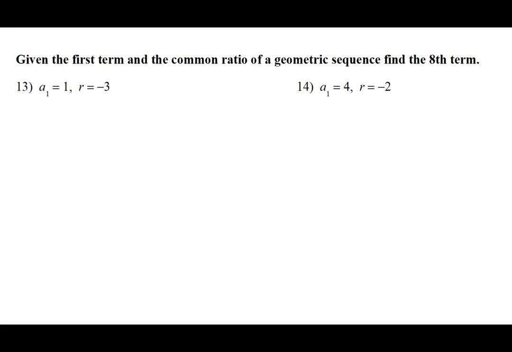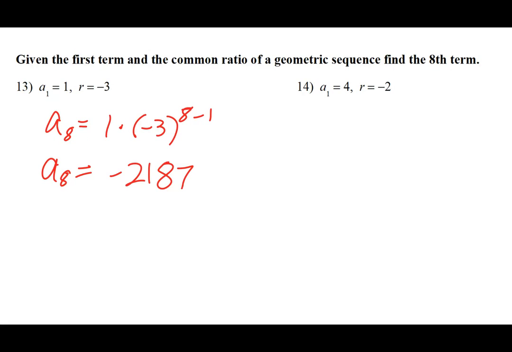And then number 13, first, if you read the direction, it says find the 8th term. So you got to read a sentence. So you're only finding a sub 8. So same formula again. Plug in all the numbers. N is 8, so negative 3 to the power of 8 minus 1. Then the calculator will tell you that number.